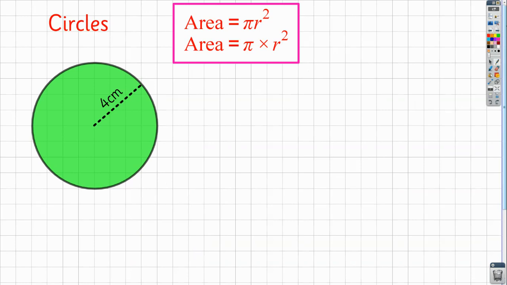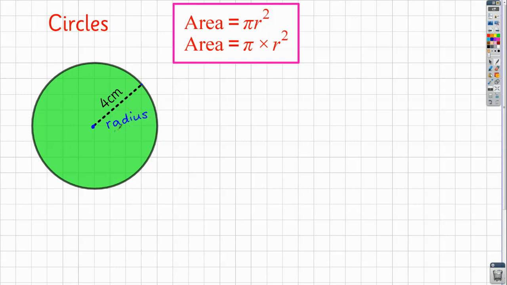Okay, the next shape we're going to look at is a circle. Now there are two measurements in a circle we need to be really sure of, that we know which one is which. This measurement here from the centre of the circle all the way to the outside, to the circumference, is called the radius. So it's the distance from the centre of the circle to the outside. So I'm going to write radius.